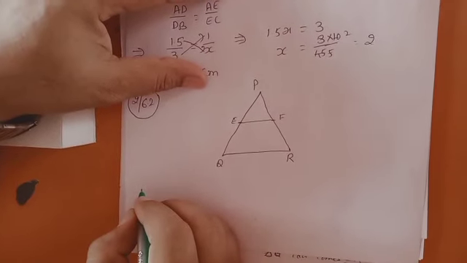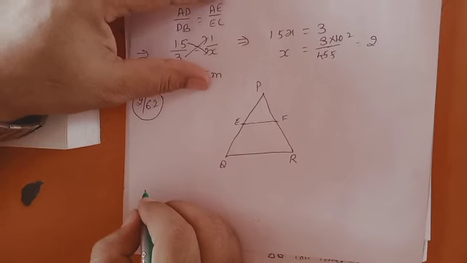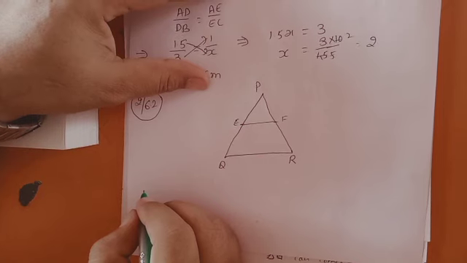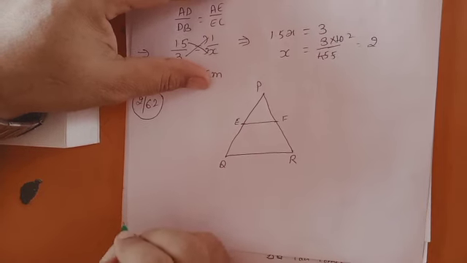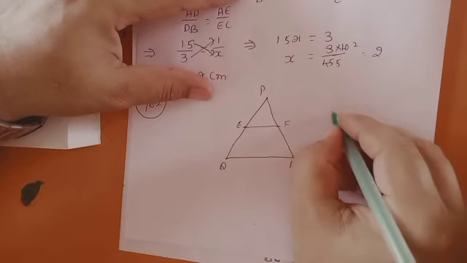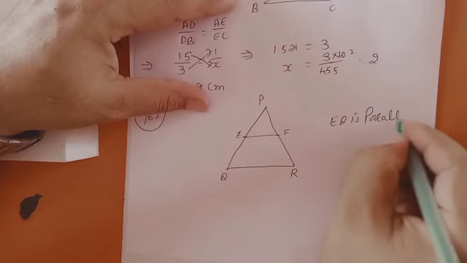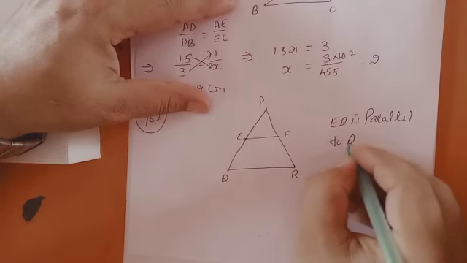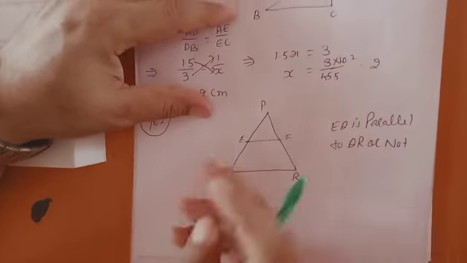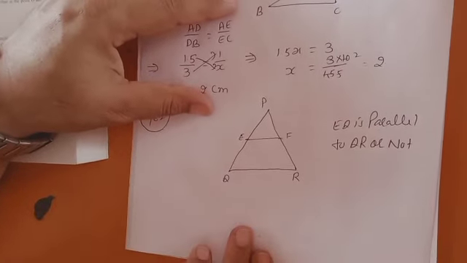And what's given to you? E and F are the points on these sides. For each of the following, state whether EF is parallel to QR. You have to tell. In the second question, EQ is parallel to QR or not. If the sides are in the same ratio, definitely EF is parallel to QR.